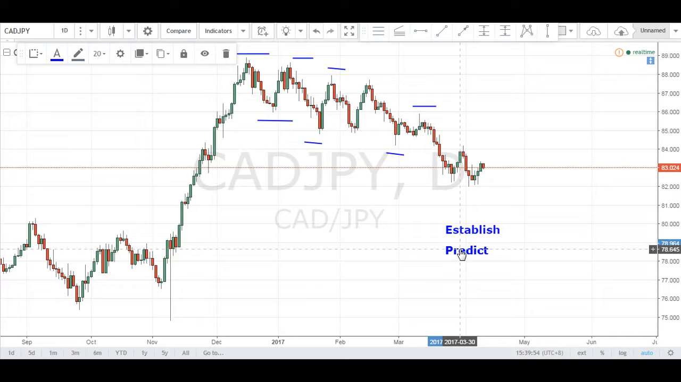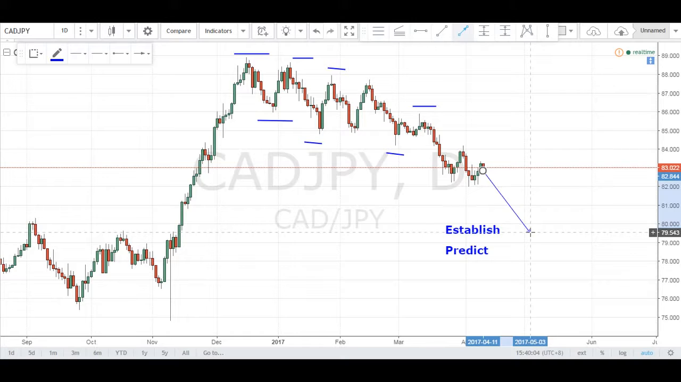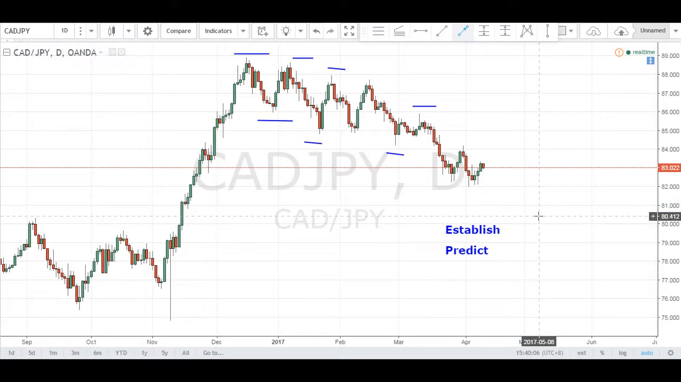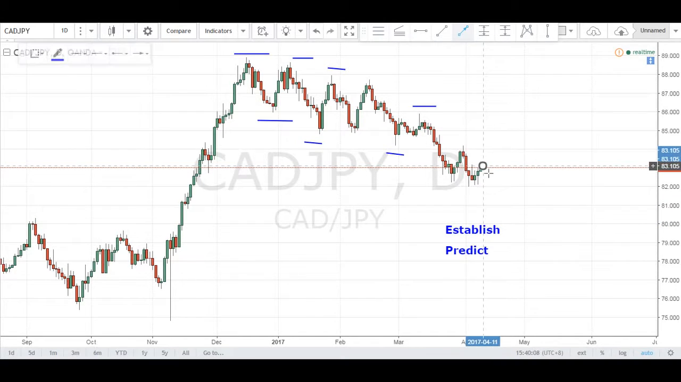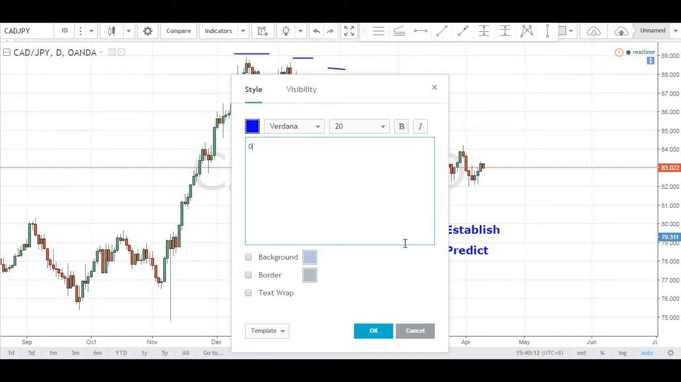Predict. What it means is that after we have established the trend, we want to predict where price is going to go. And naturally, the trend is your friend. So we will predict that price will make its way downwards. We want to predict that price will continue in the direction of the trend, and in this case it is going downwards. And that's where the next step comes in, D, which stands for decide.